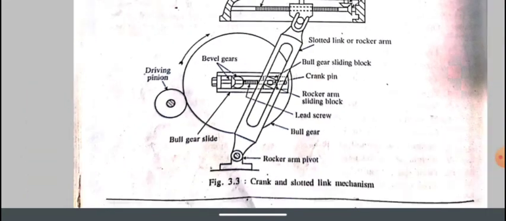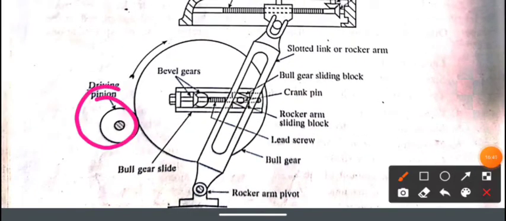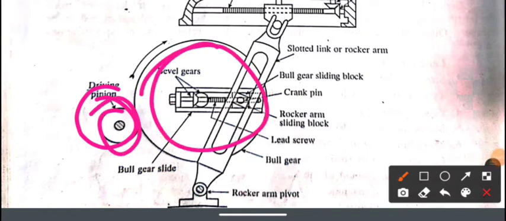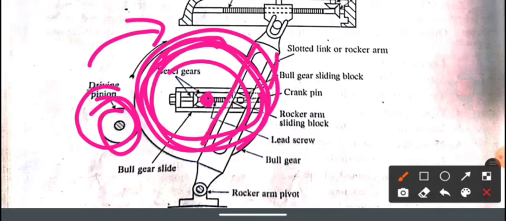Now what happens here, power is received by the driving pinion, and through this driving pinion the large bull gear will rotate. When rotary motion starts, it rotates in the clockwise direction. Inside it is the bull gear, which converts the rotary motion into the oscillating movement of the rocker arm, the big slotted lever you are seeing.